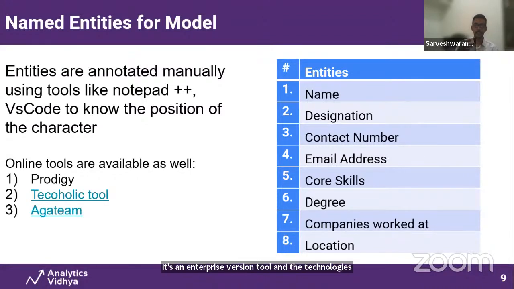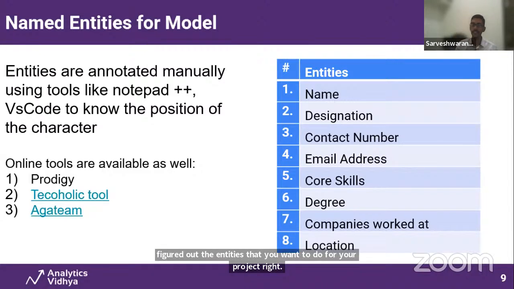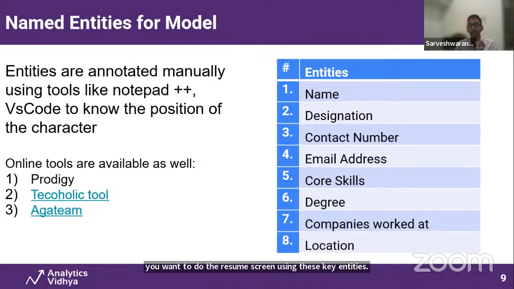So these are the possible ways that you can annotate your resume. What is annotation? You have your resume and you have figured out the entities that you want for your project. You want to do resume screening using these key entities. What are these key entities? The name, the designation, the contact number, the email address, the core skills, the degrees, the companies you have worked with, and the location. These are the entities that I have picked up. If you have more entities, you can add more. It is customizable. You can add the entities in the resume and retrain the model. That's the beauty of this simple solution. Anyone can use this and customize it for their organization.